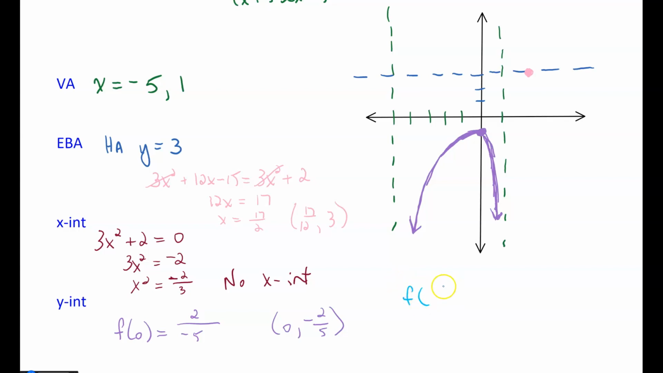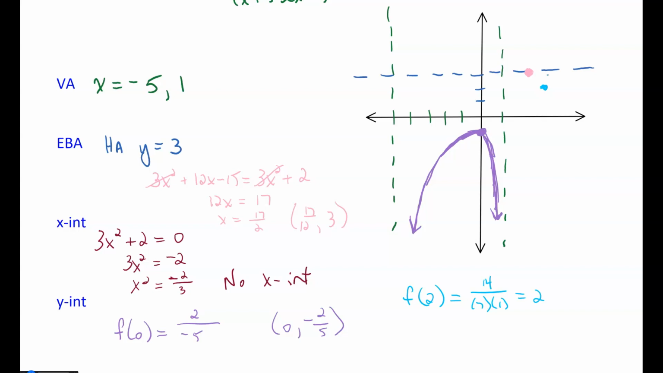Let's test, how about 2? All right, if I plug in f of 2, I'll get 2 squared is 4 times 3 is 12 plus 2 is 14. And in the denominator, we get 2 plus 5 is 7, 2 minus 1 is 1, and so we get 2. That's going to be about over here.